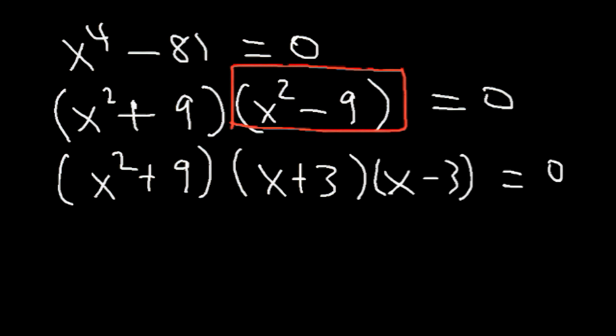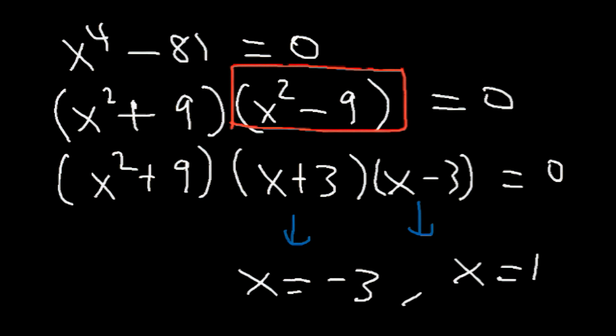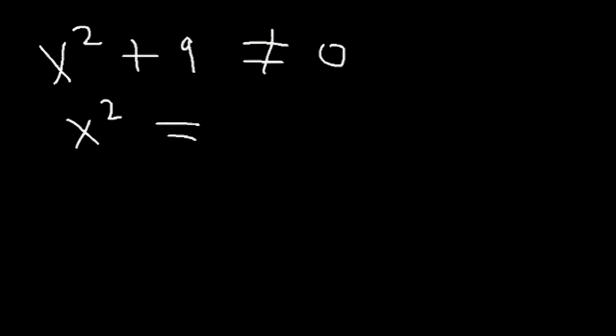So therefore, the real solutions that we have for x are negative 3 and positive 3. By the way, the factor x squared plus 9 can never be 0. If you subtract both sides by 9, you'll see that x squared is negative 9, which can't be.